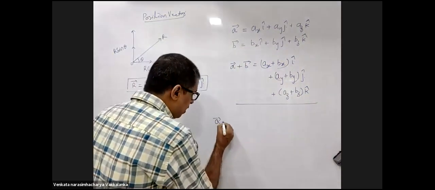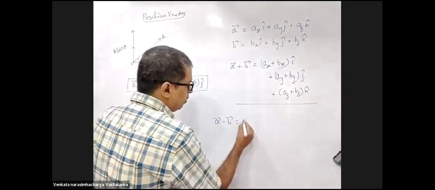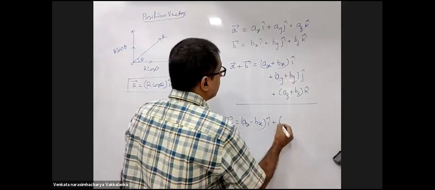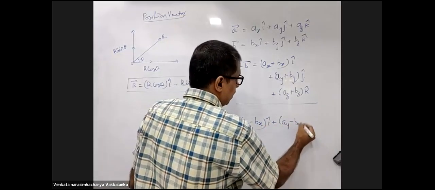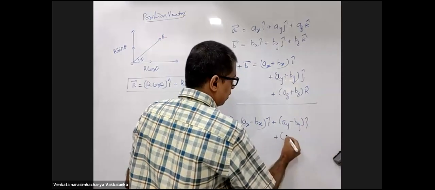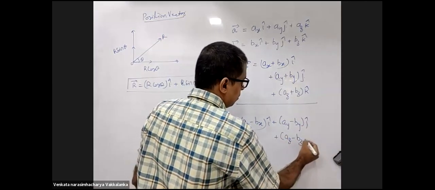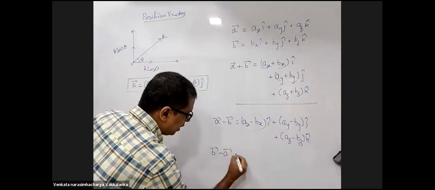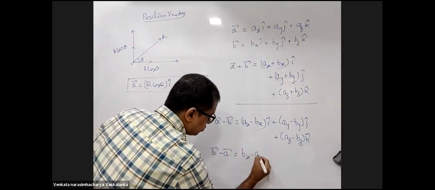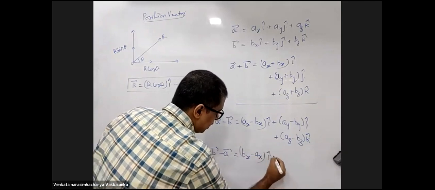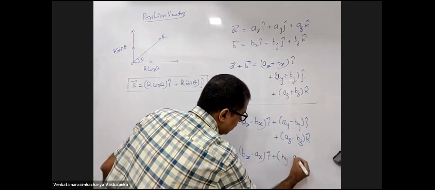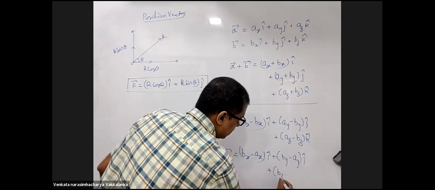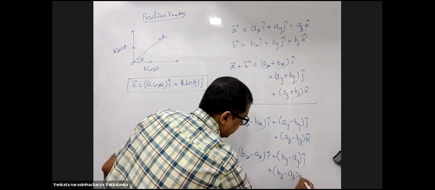You ask me a minus b. It will be ax minus bx i cap, ay minus by j cap, az minus bz k cap. You ask me b minus a, it will be bx minus ax i cap, by minus ay j cap, bz minus az k cap.